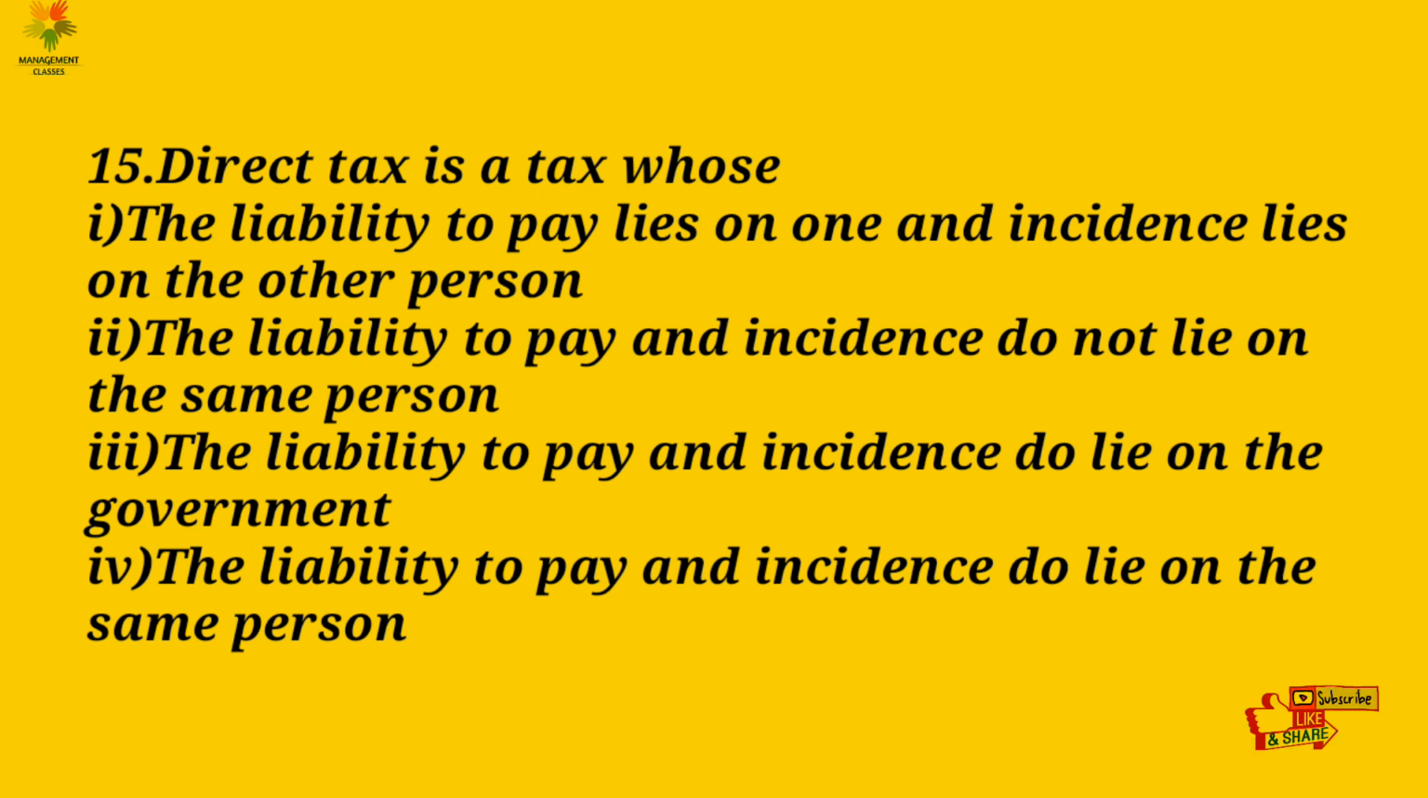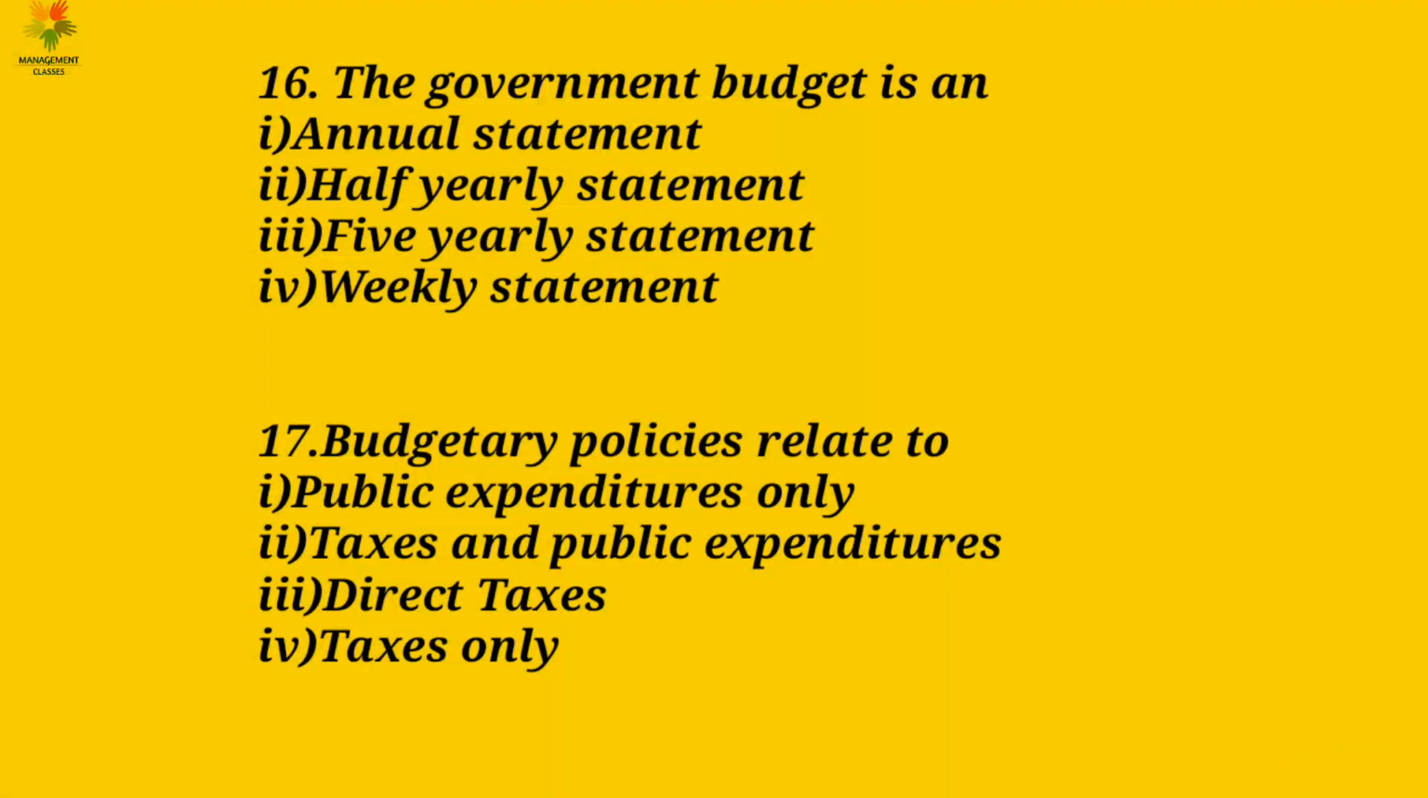Next question is: direct tax is a tax whose liability to pay lies on one and incidence lies on the other person; the liability to pay and incidence do not lie on the same person; the liability to pay and incidence do lie on the government; or the liability to pay and incidence do lie on the same person. So the answer will be option number 4, the liability to pay and incidence do lie on the same person. Next MCQ question: the government budget is an annual statement, half-yearly statement, 5-yearly statement, or weekly statement. Answer will be option number 1, annual statement.